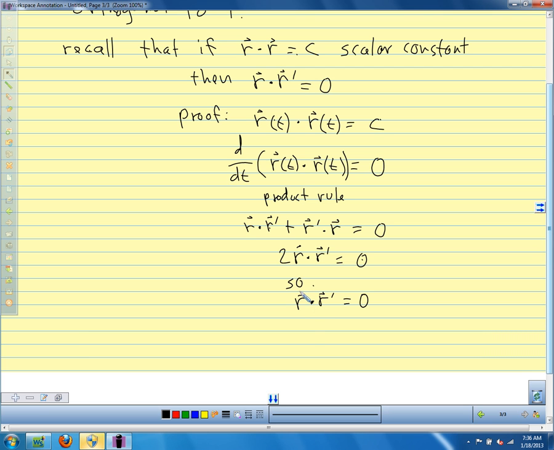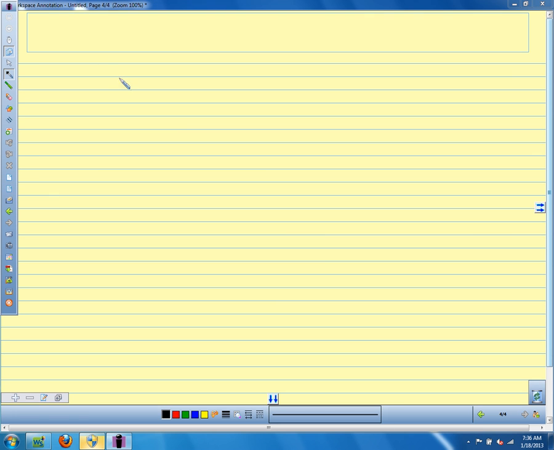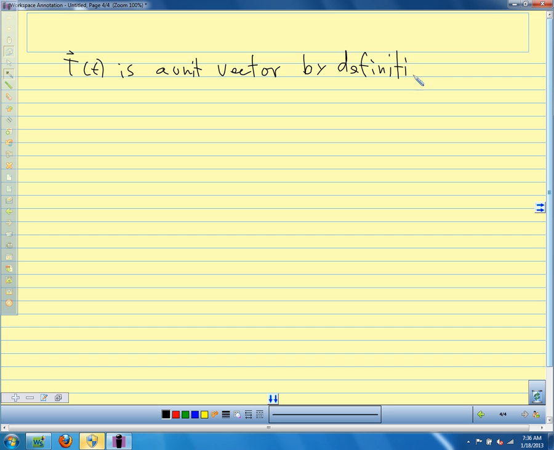All right, so this gives us our tool to find a vector orthogonal to our unit tangent vector. We defined T, our unit tangent vector. T is a unit vector by definition. So T dot T is going to be what? We define T to be a unit vector, so if we take the dot product of the unit vector with itself, it's going to be 1. T dot T is going to be 1.